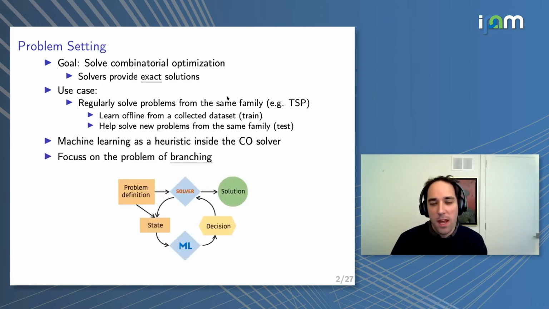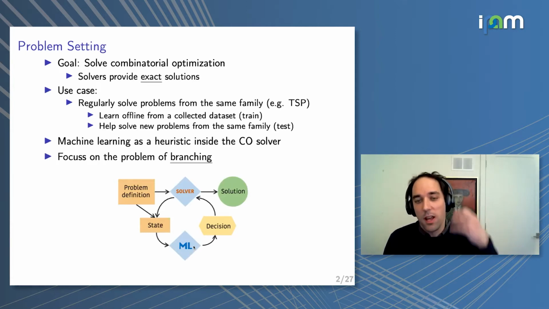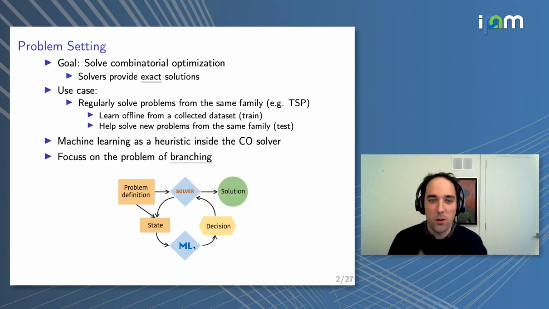Okay, and so really what we're trying to do here is use machine learning as a heuristic inside the combinatorial optimization solver. The image you can have in your head is that you have the solver, which takes in a problem, and once in a while it will give its state to the machine learning model, and the machine learning model makes a decision and gives it back to the solver. At the end of the day, you get a solution. There are many different decisions we can make inside the solver, as I'll talk about later. The one we focus on in this work is the problem of branching.